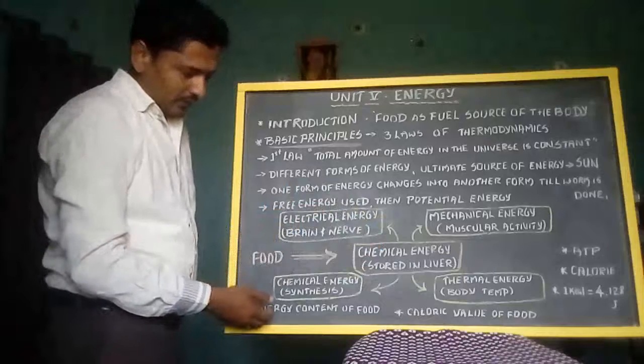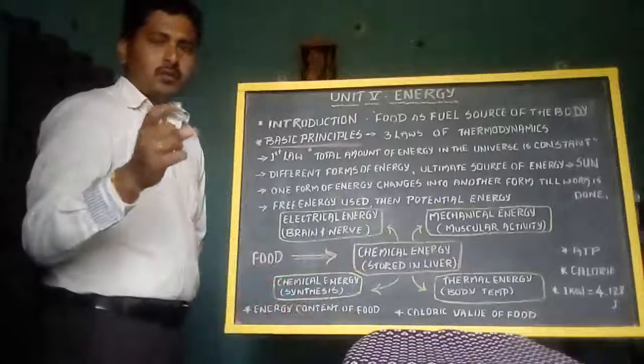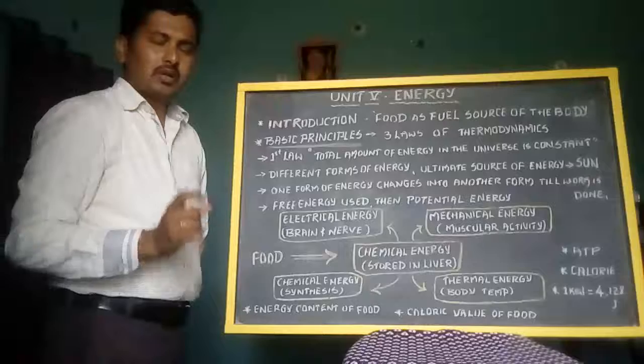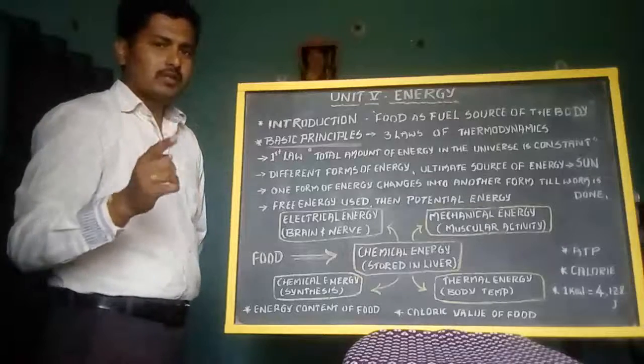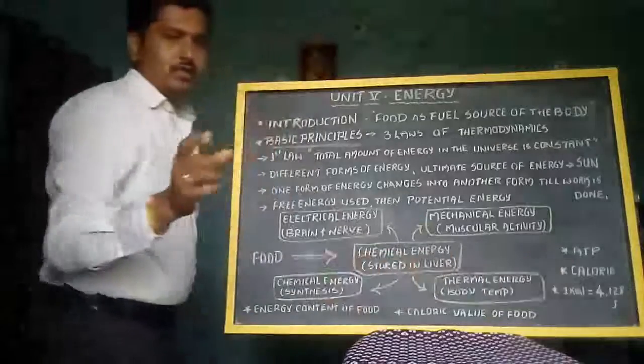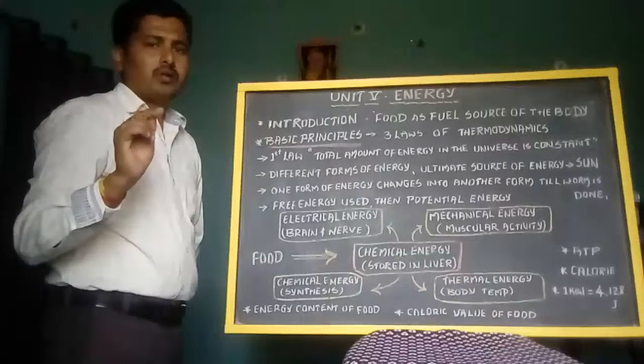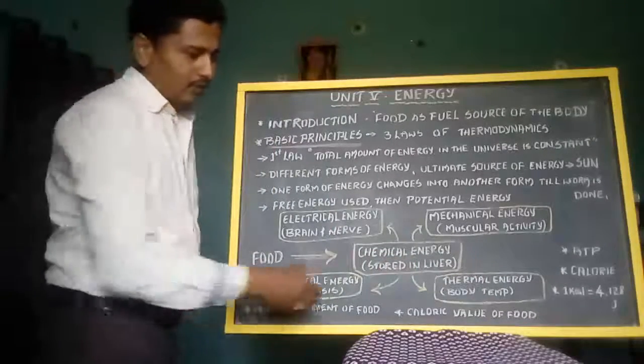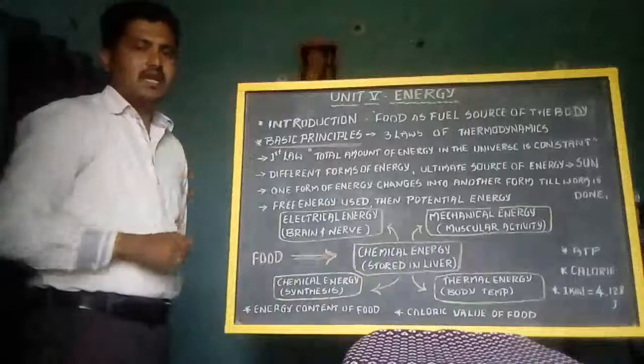And lastly, energy content of food is measured in the unit of calorie. 1 kilocalorie is equal to 4.128 joule, and the currency of energy is ATP.